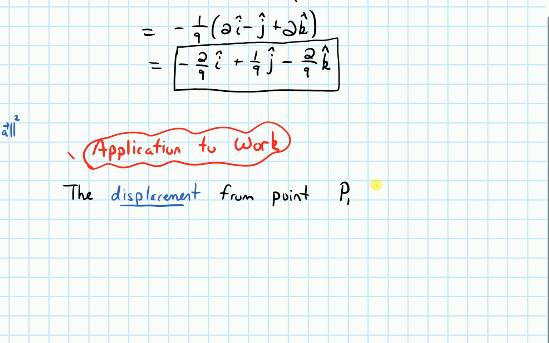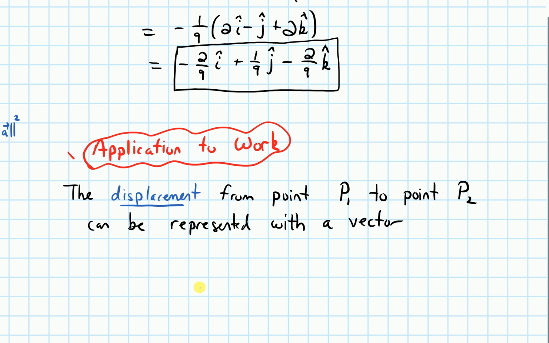P1 to point P2 can be represented with a vector. Drawing a picture, let's say that this is point P1, and then somewhere else I have point P2, and now I'm going to connect them with a vector. So from P1 to P2, we have that vector, and I'm going to notate that as P1P2, and then draw an arrow from P1 to P2 to indicate that's the direction.